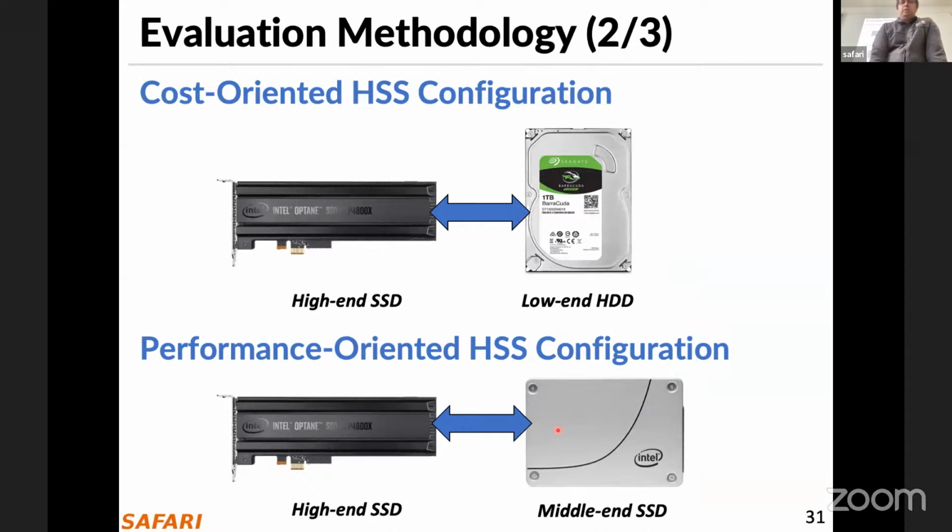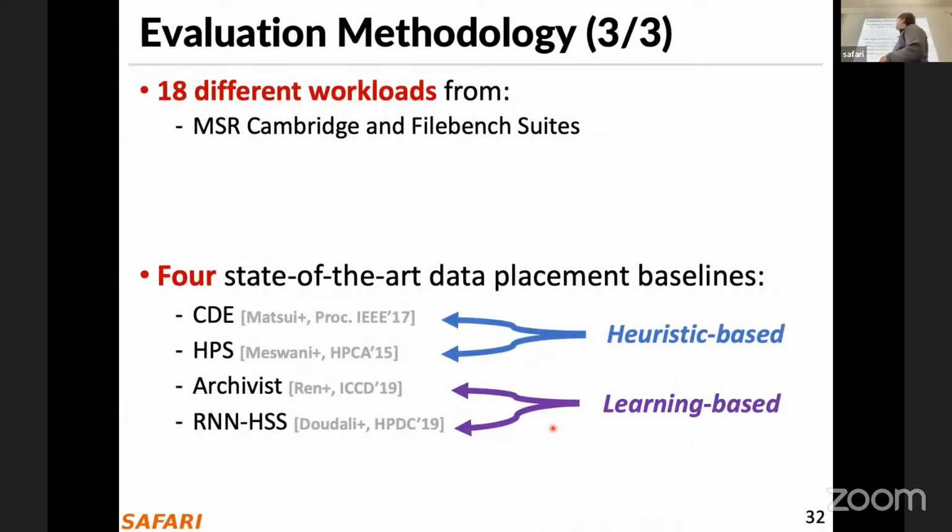We evaluate with a HSS with 2 devices, and we actually have 2 variants. One is a cost-oriented HSS configuration where we have the high-end SSD and a low-end hard disk drive, and the other is a performance-oriented HSS configuration where the latencies of the 2 devices are more comparable, so you have a high-end SSD and a middle-end SSD. We also choose 18 different workloads from the MSR Cambridge suite and FileBench suites.